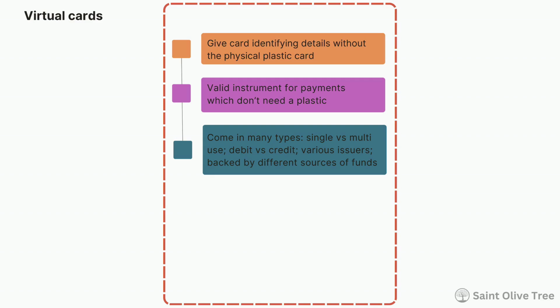Second, debit versus credit virtual cards. The distinction here is like with plastic debit versus credit cards. Just like physical credit cards, virtual credit cards are backed by a line of credit rather than a payments account. They also require approval. Third, virtual cards can be backed by various sources of funds, like prepaid accounts, a payments account, or a line of credit.